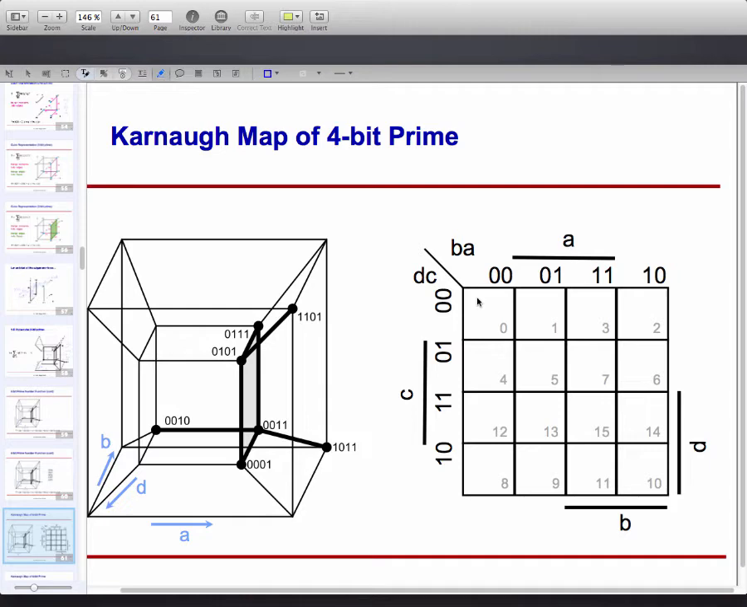And the idea now is, so you see how I've labeled these things. You see BA out here, and you see how I've said 0, 0, 0, 1, 1, 1, 1, 0. What this says is that BA equal to 0, 0 corresponds to this leftmost column. BA equal to 0, 1 corresponds to the second column. BA equal to 1, 1 corresponds to this. And finally, BA equal to 1, 0 corresponds to the rightmost column.